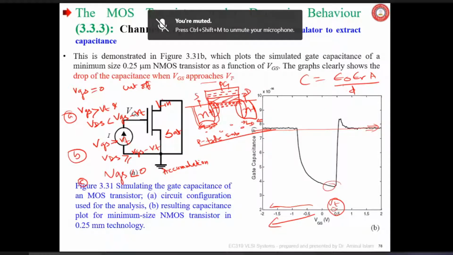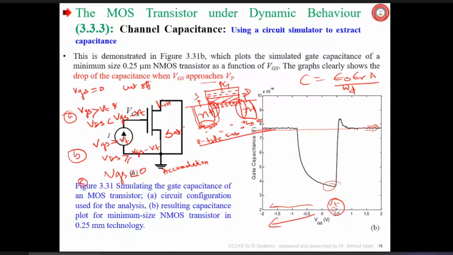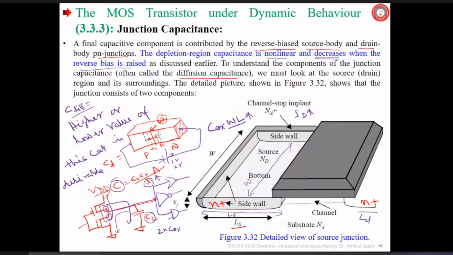WD you can write, depletion width. So if you know the area, what will be the area of the bottom plate? This direction is the width of the device, and this is LS. So bottom plate area is W into LS. Similarly, for the drain side, it will be W into LD.